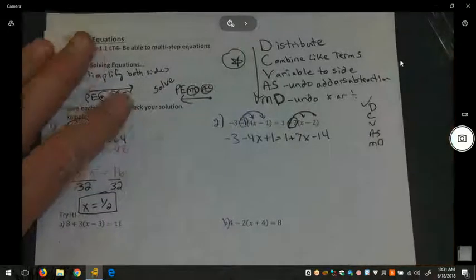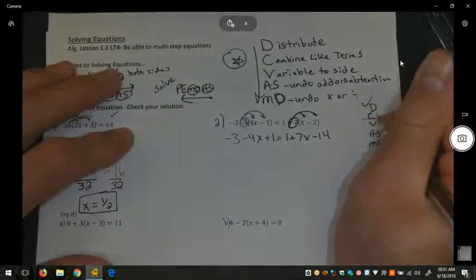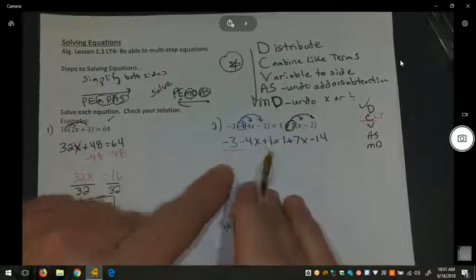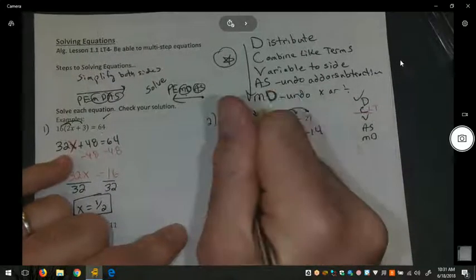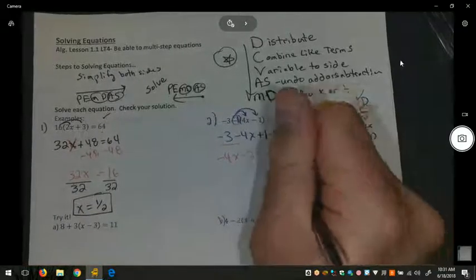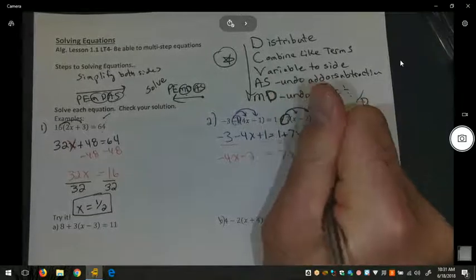So we've done DCVASMD. We distributed. Our next step is to combine like terms. On the left side, my like terms are -3 and 1. So I have -4x, and -3 and +1 give me -2. On the right-hand side, my like terms are the 1 and the -14, leaving me 7x minus 13.